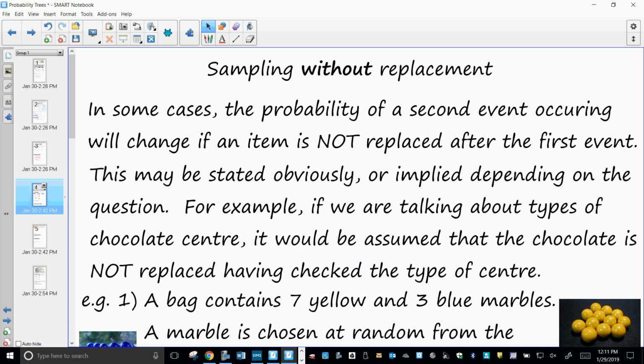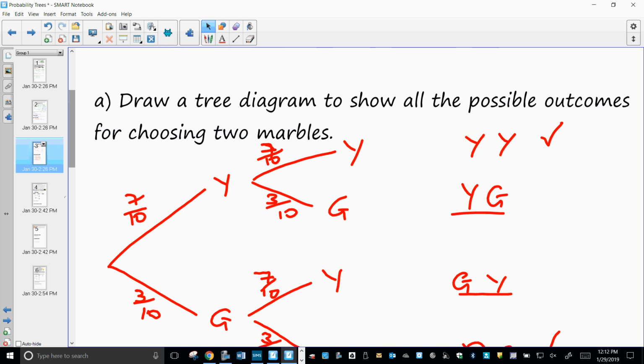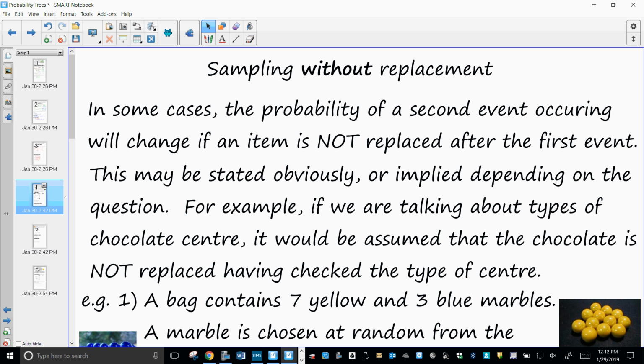Right, this is where the fun stuff starts. This is something without replacement. So the question that we just did, a marble was taken out, but it was put back. So that meant that my probabilities on all of my branches remained the same for either marble. These kinds of situations are where it does change. In some cases, the probability of a second event occurring will change if an item is not replaced after the first event.